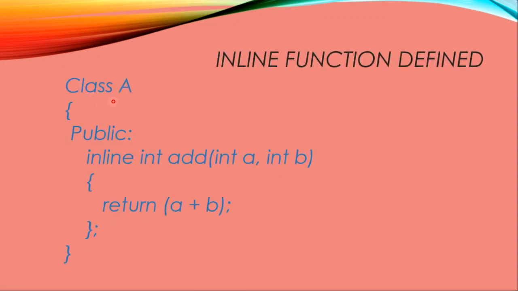Now here you can see, we are defining the class A, starting the opening brace and then specifier public, inline int, this is the return type, this is the function name, and parameters int a and int b. The operation of the function is just to add the two variables a plus b, so return a plus b. So this function will return the answer to the main function. So this is one way of defining an inline function. Here the inline function is defined within the class itself.